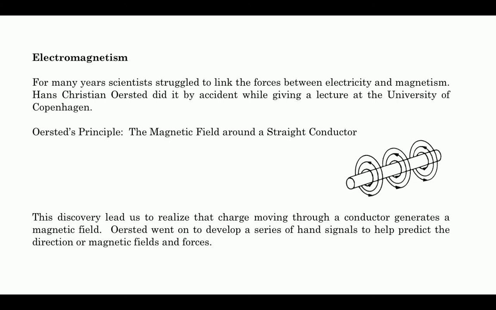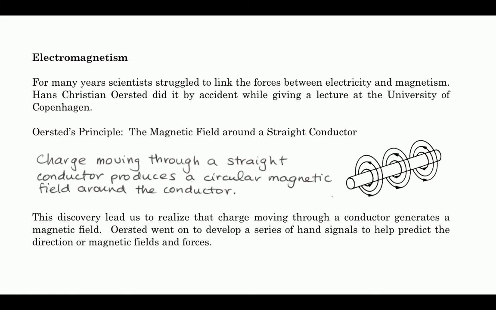Ørsted's principle, the principle that's named for him, describes the magnetic field around a straight conductor. Here, this is a conductor, a cylinder that runs down along this axis, and there's a circular magnetic field around this conductor. Ørsted's principle says that charge moving through a straight conductor, so any straight conductor that has a current through it, produces a circular magnetic field around the conductor. This discovery led us to realize that charge moving through a conductor generates a magnetic field.